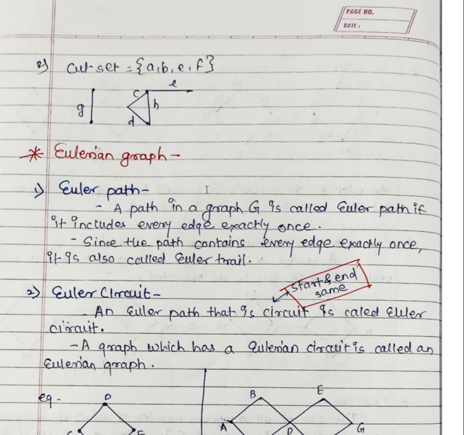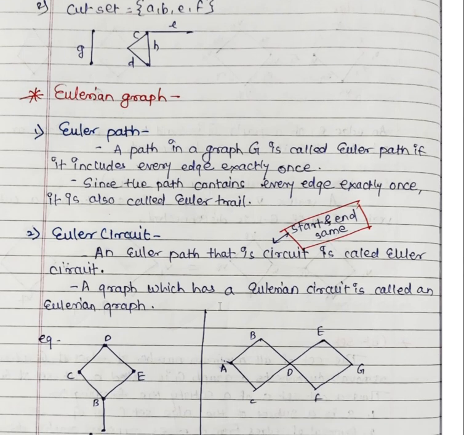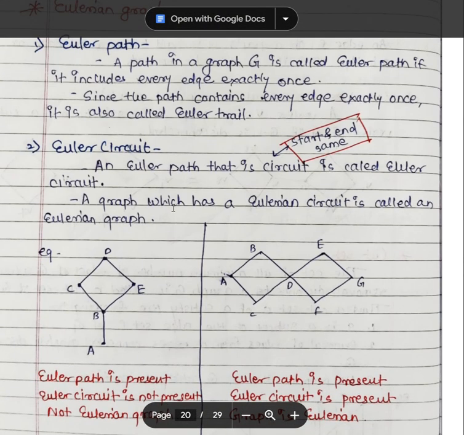A path in graph G is called an Euler path if it includes every edge exactly once. Since the path contains every edge exactly once, it is also called an Euler trail. Next is Euler circuit: an Euler path that is a circuit is called an Euler circuit. A graph which has an Eulerian circuit is called an Eulerian graph. Example.